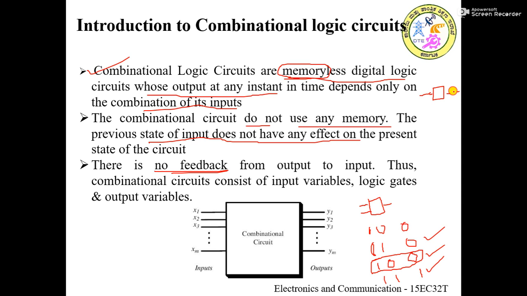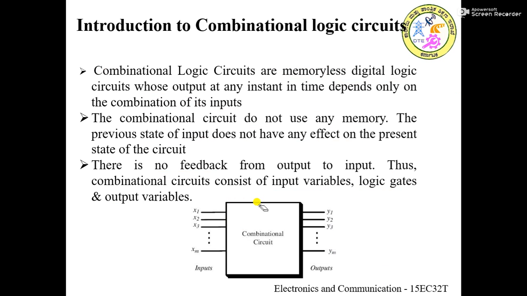So I should provide a physical connection from output to input. So this is nothing but the feedback path. As in case of combinational logic circuits, I don't need to remember the history. I don't need to remember the previous history. I don't need the feedback path also. Thus, what are the constituents of combinational logic circuits? Obviously, it consists of only the input variables, the logic gates as well as the output variables. That's it. So here let's erase all this.